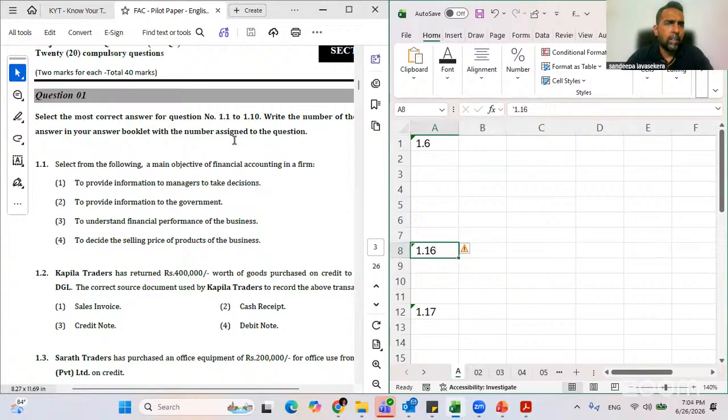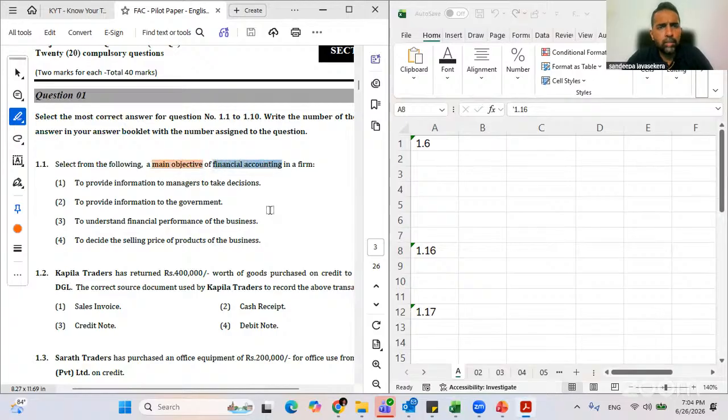Okay, we'll start from question number 1. In Part A, you have 20 questions. Of that, 10 are MCQs, 5 are true or false, and 5 short answers. We'll start. Select from the following a main objective. They're asking us to find a main objective of financial accounting. Provide information for managers.